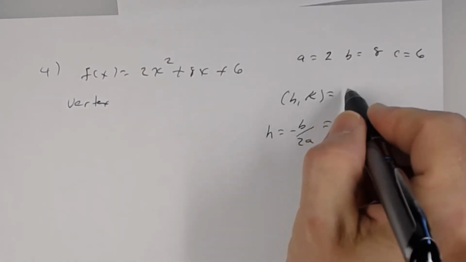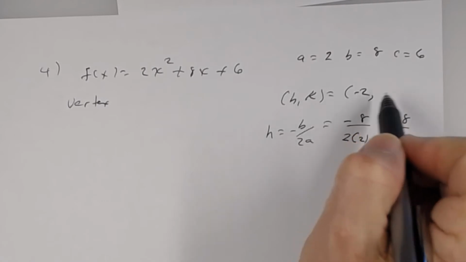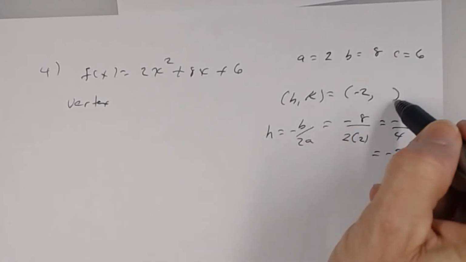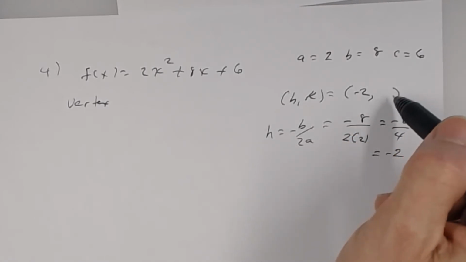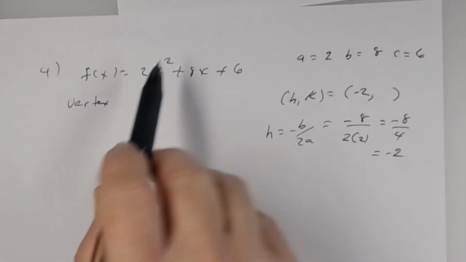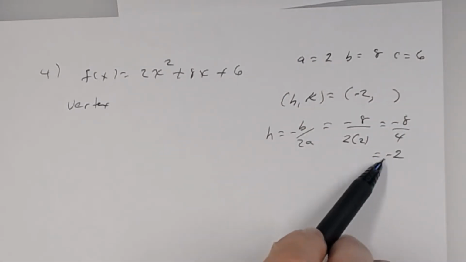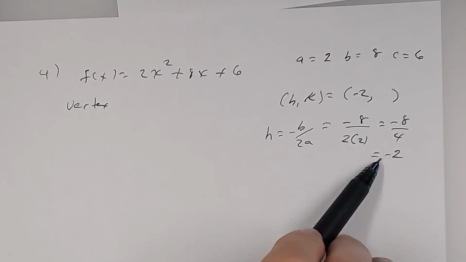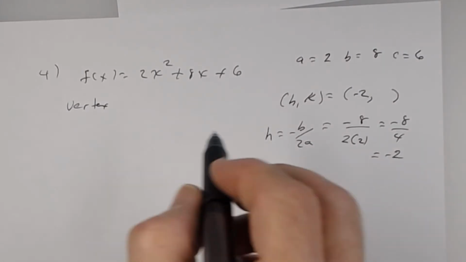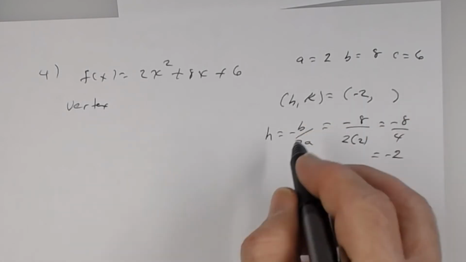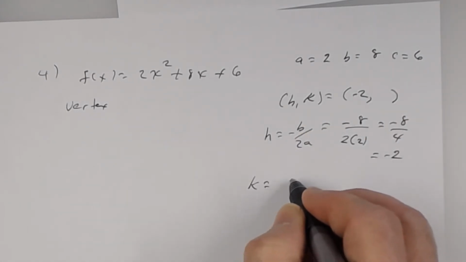So far, I've found the x-coordinate of my vertex. Now I've got to find the y-coordinate. How do you find the y-coordinate? You go to your function f, and where we see the variable x, you plug in -2. So k will be f of what?